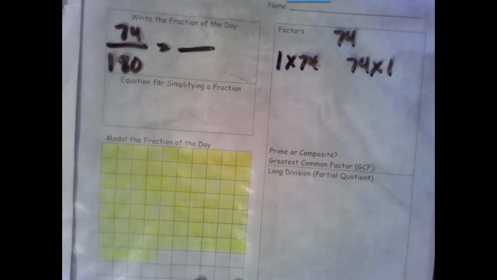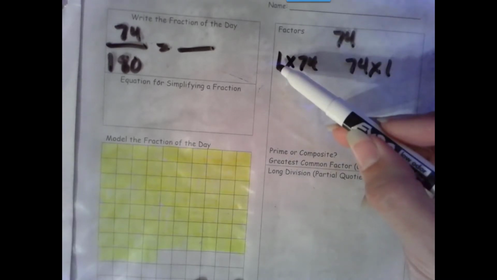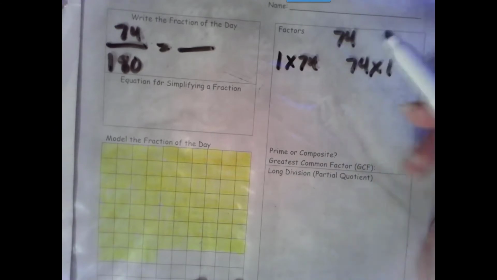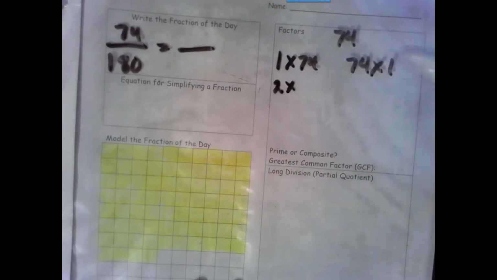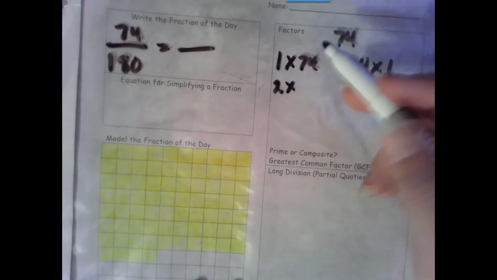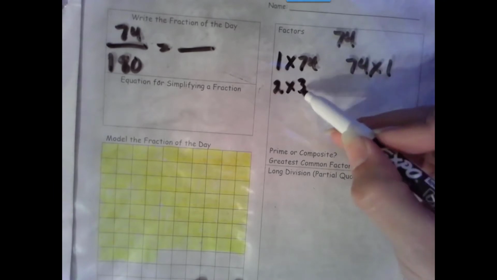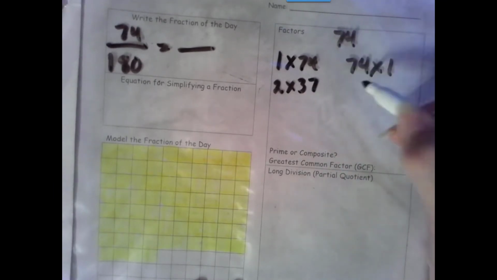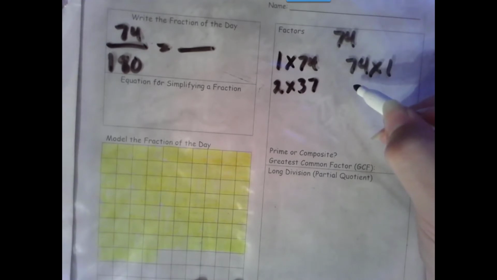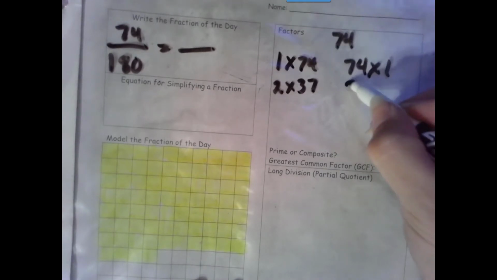Now I'm going to go through my divisibility rules in order so I don't miss any possible factors. So in order after 1 is 2. The rule for 2 is that it ends in an even number. It does end in an even number, so 2 is a factor. I can get two groups of 30 out of 70, because that would be 60. That leaves 14, and that's 7 groups of 2 out of 14.